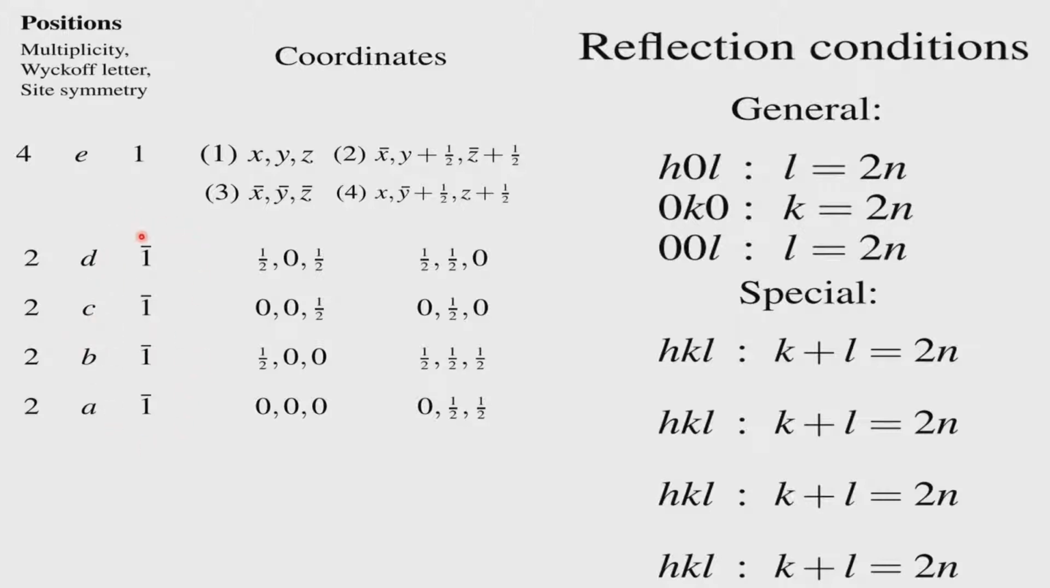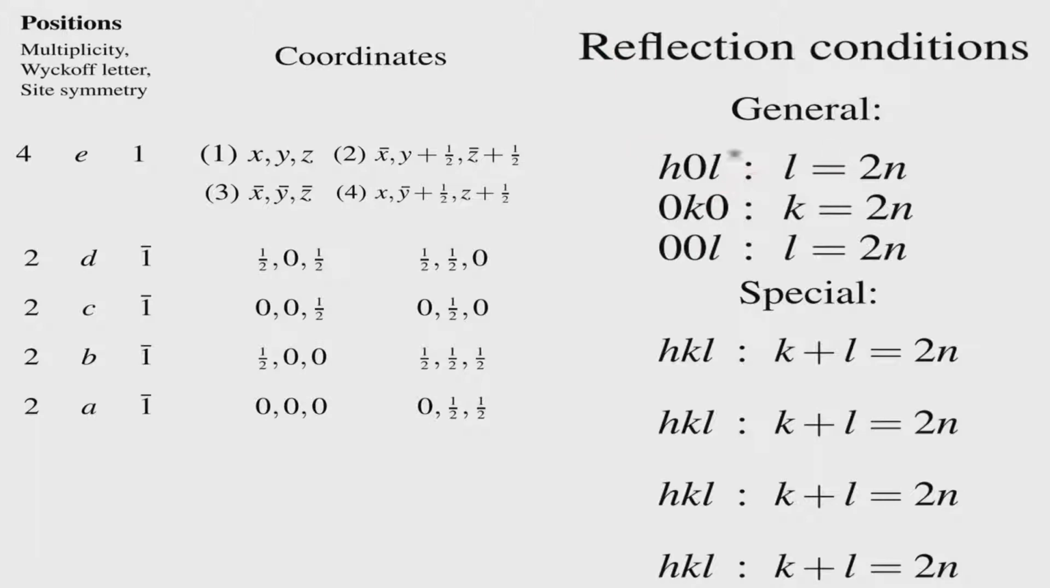Remember that this symmetry again has no translation component, but it has a 1 bar symmetry. That means it introduces an additional symmetry element. This has 2 equivalent points rather than 4 equivalent points. So, let us see what is the effect of this on the general reflections and special reflections.